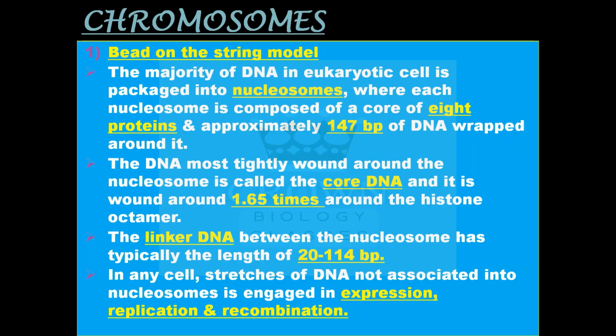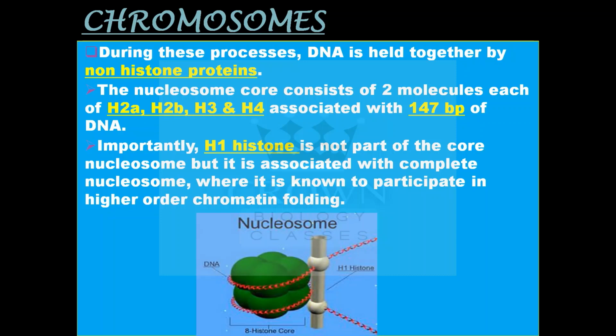So you should keep this in mind that 147 base pair of DNA is wrapped around the 8 proteins, but the linker DNA which is present in between the nucleosomes has a length of 20 to 114 base pair. So in any cell, stretches of DNA will be present that will not be associated into nucleosomes, and those will be involved in other functions such as expression, replication and recombination. In expression, replication and recombination processes, the DNA is held together by non-histone proteins.